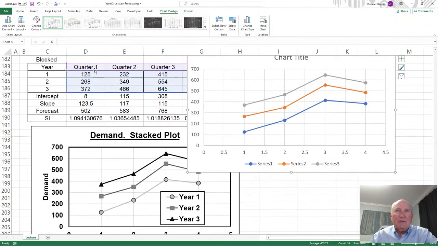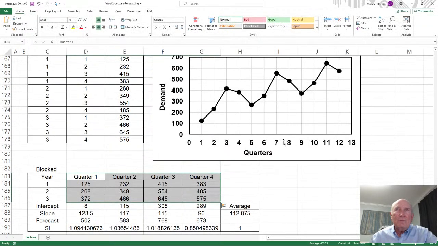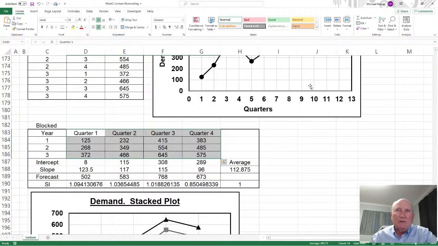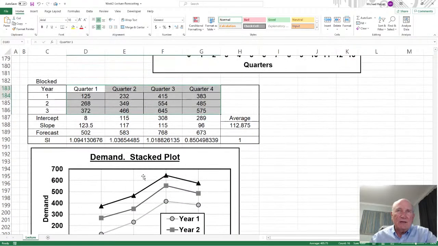So once you stack it here, you can say, oh, there's year 1, year 2, year 3. Series 1 is going to be year 1. Series 2 is year 2. Series 3 is year 3. There it is. Okay. And so then I formatted it down here. So now I know from plotting it, I have a trend component and I have a seasonal component.